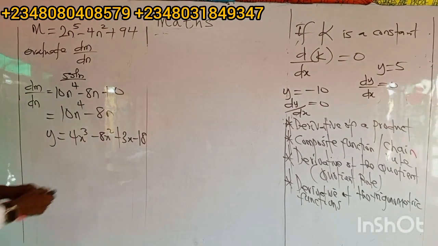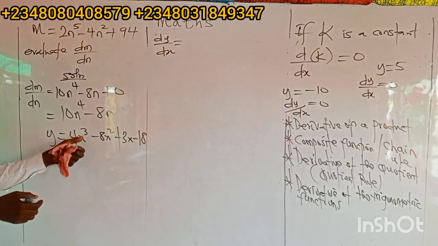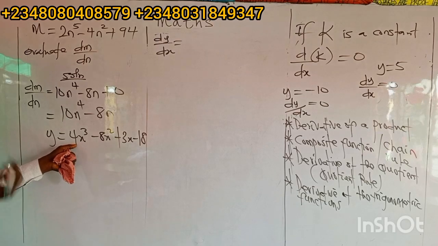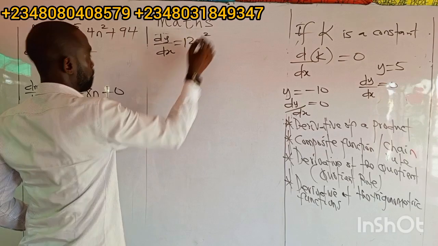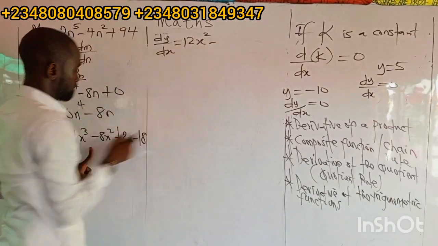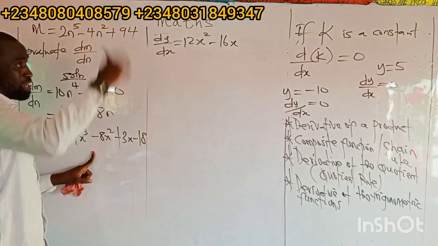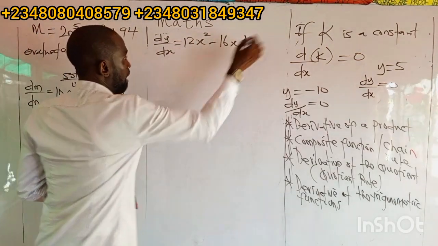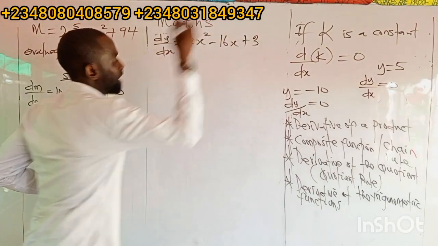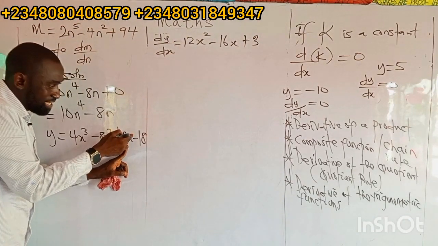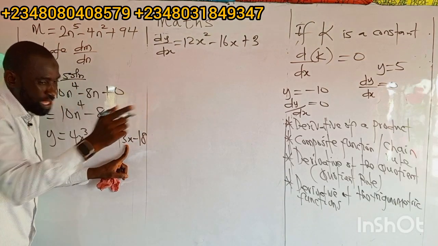So what do I have here? Our dy/dx will be, by the general rule, 3 times 4, that is 12, so I have 12x. 3 minus 1, I have 2. Then minus 2 times 8, 16, then x to the power 2 minus 1. Then plus 1 times 3, I have 3. Are you with me? We have 1 here. So 1 minus 1 is 0. Then what is x to power 0?